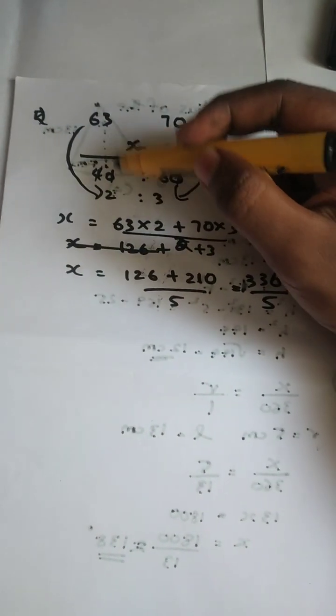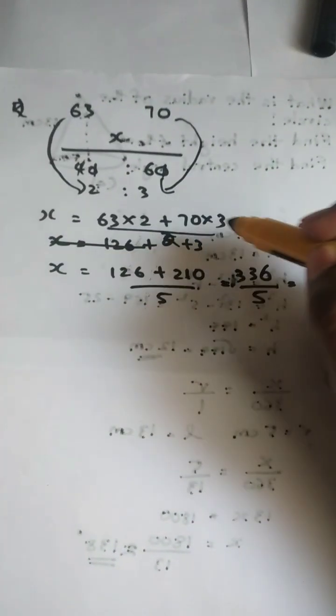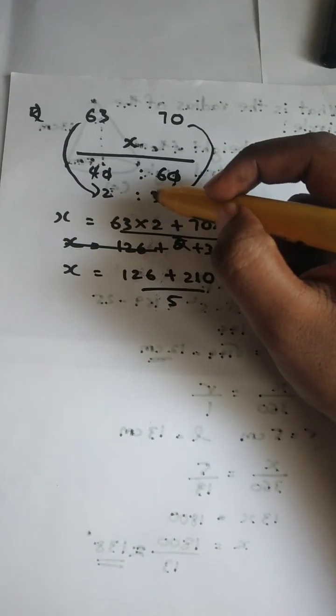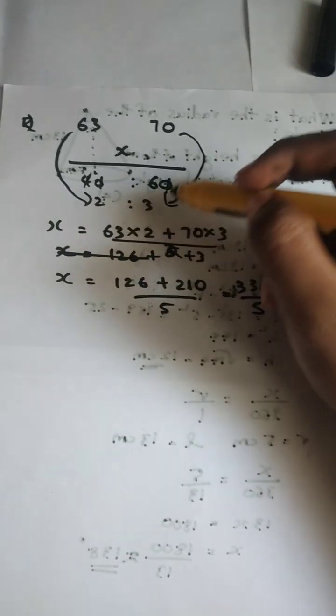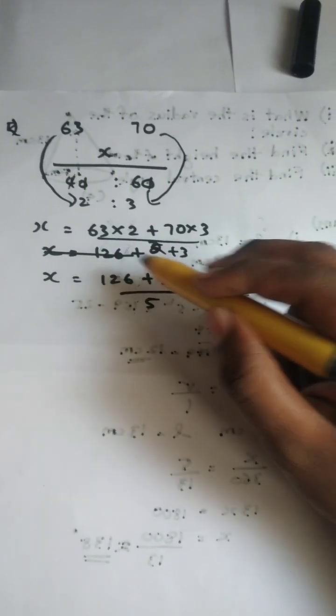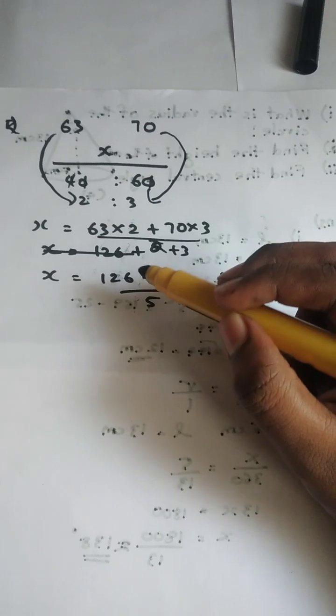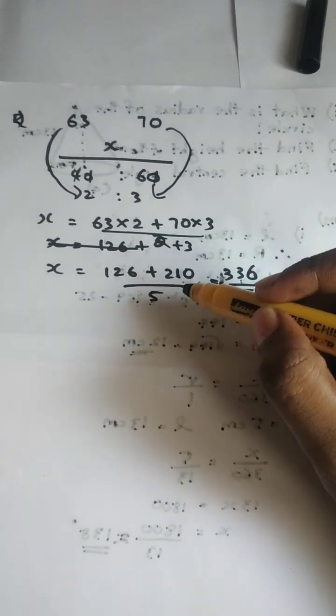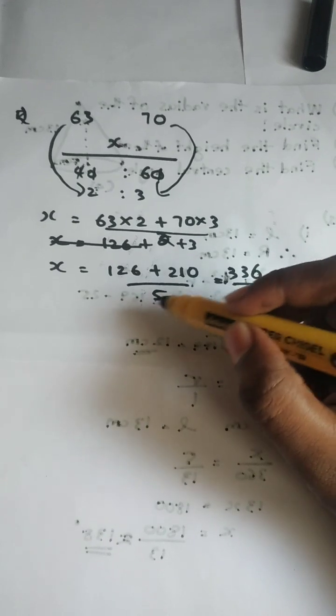The values must be multiplied with the values here, 2 and 3, and divided by the sum. By adding 2 and 3 we would get 5. So x is equal to 63 into 2, which is 126, plus 70 into 3, which is 210, divided by 5.